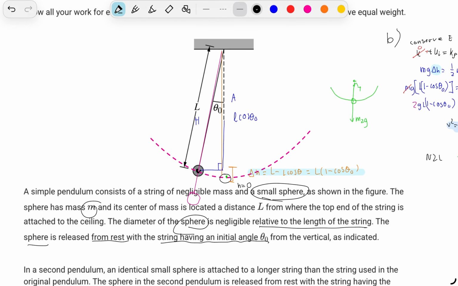Let's do this AP Physics 1 FRQ. We have a simple pendulum consisting of a string of negligible mass and a small sphere as shown in the figure. The sphere has a mass of m and the center of mass is located at a distance L from where the top of the string is attached to the ceiling.